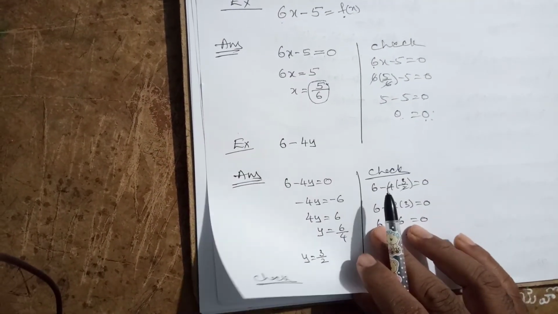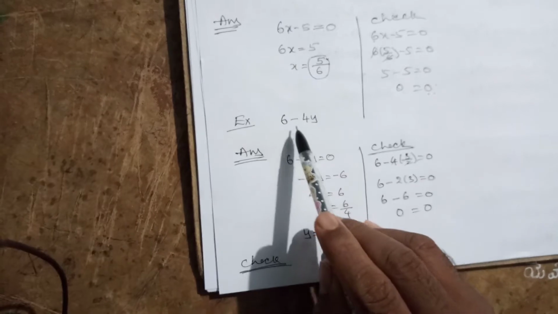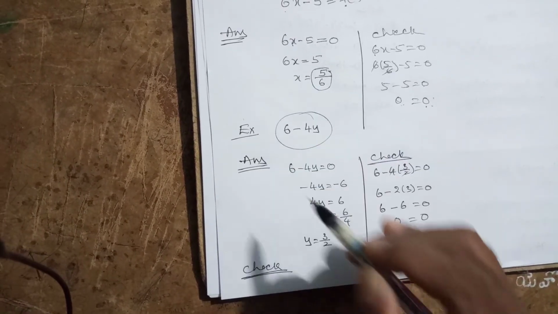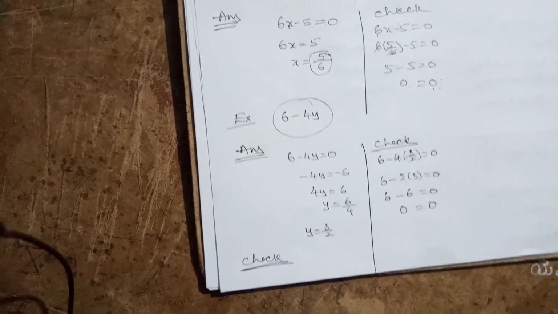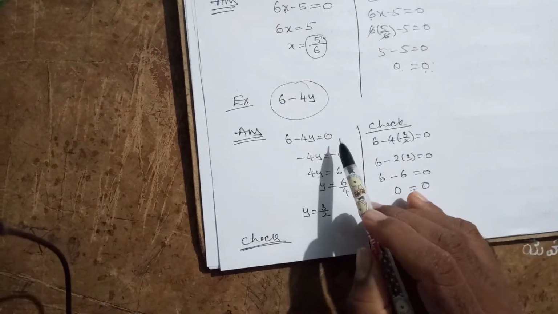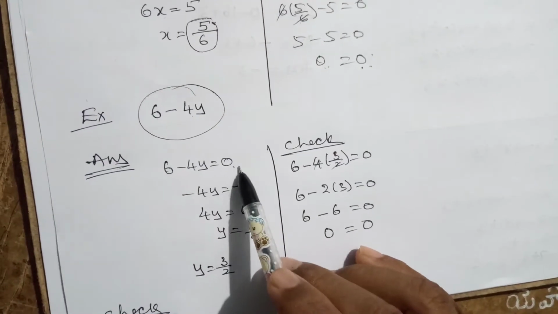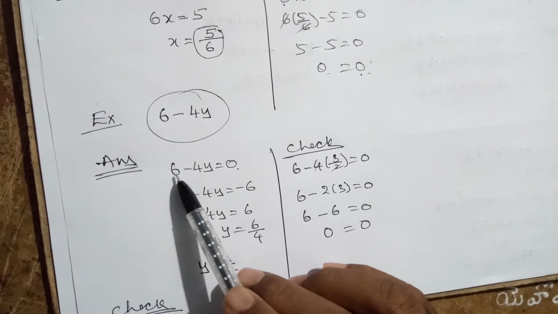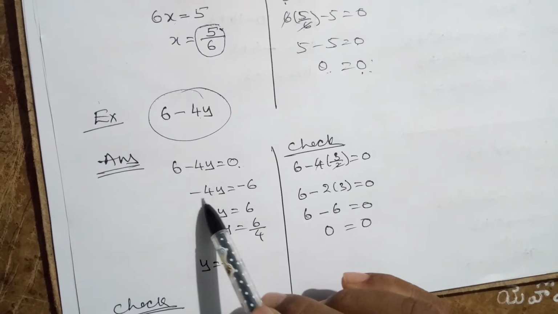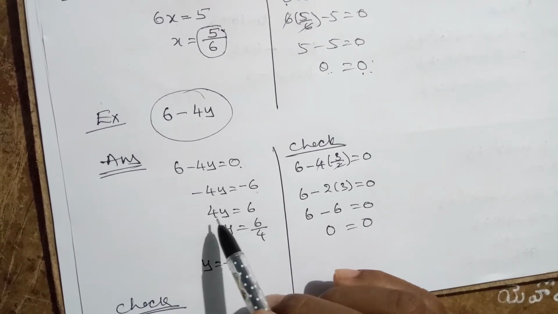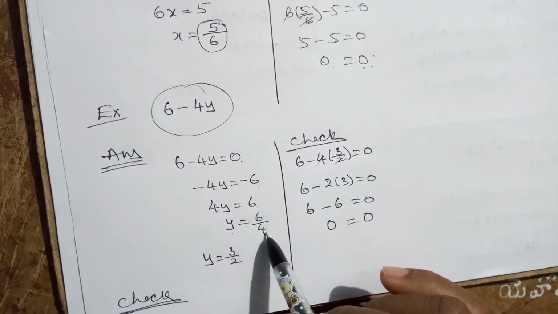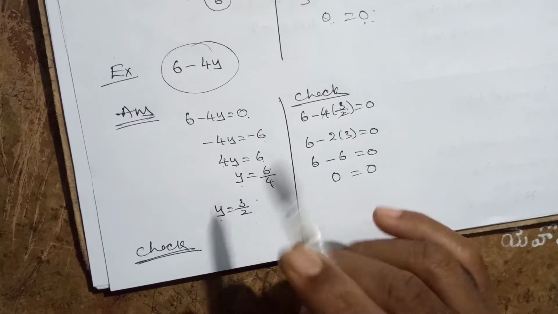Now here also, 6 minus 4y, when it becomes 0. First we keep 0 at the right side, make it as an equation. Minus 4y, this 6 will come to this side. Minus 4y is equal to minus 6. 4y is equal to 6. y is equal to 6 by 4. That is y is equal to 3 by 2.